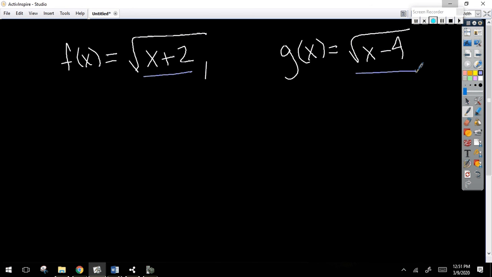The first one's already transformed, right? It's already slid left 2, but I'm not asking you how it transforms from the parent. I'm asking you how does g transform from f? You minus 6 on the x, right? Do we all agree with that? To get from here to here, we did minus 6.